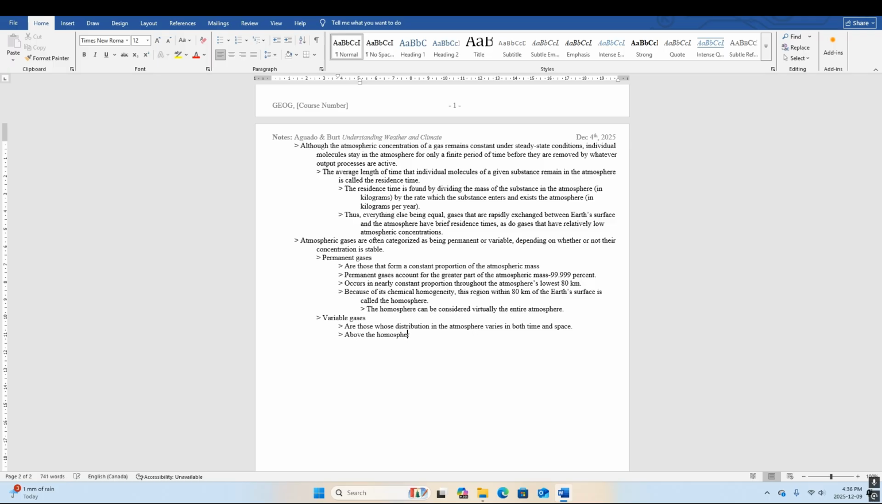Above the Homosphere is the Heterosphere, where lighter gases such as hydrogen and helium become increasingly dominant with increasing altitude. Because its composition varies with altitude, the Heterosphere contains no truly permanent gases.